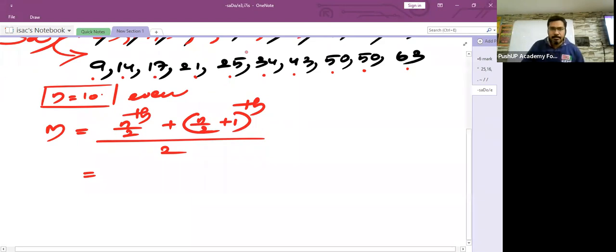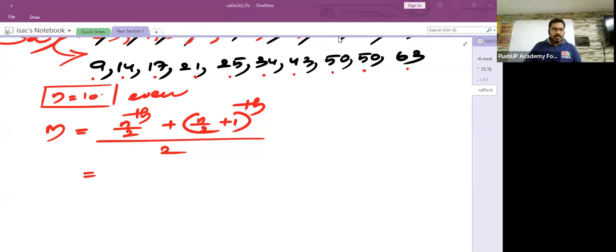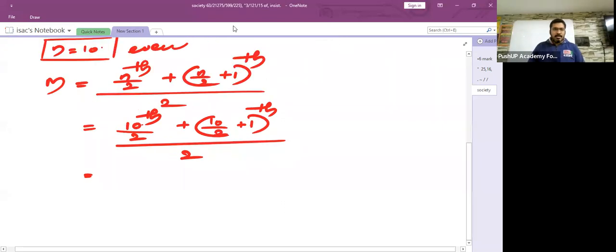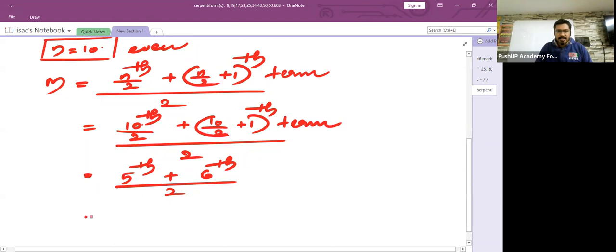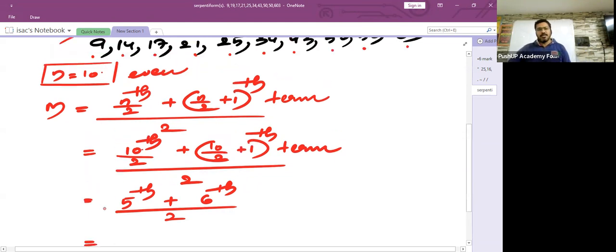Children, just a minute. There is a power cut here. 10 by 2 is what? 5. So 5th term plus 10 by 2 is 5 and 5 plus 1 is what? 6. So 6th term, divided by 2. All right. 5th term plus 6th term, whole divided by 2.